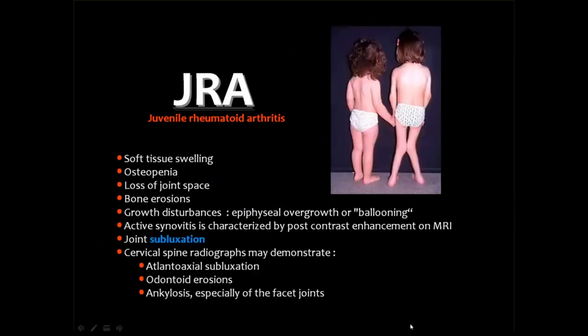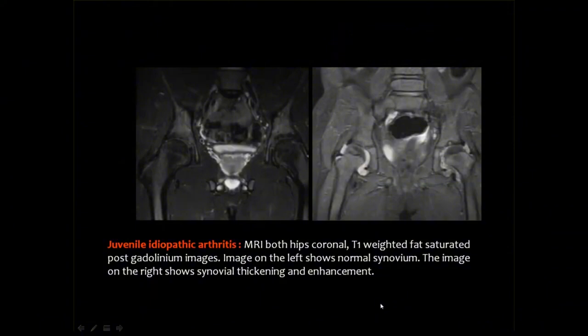Then juvenile rheumatoid arthritis may present with soft tissue swelling, osteopenia, narrowing of the joint space, bone erosions, and gross growth disturbance in the form of epiphyseal overgrowth or ballooning, active synovitis, and joint subluxation. In the cervical spine, you get atlantoaxial subluxation, odontoid erosion, and ankylosis, especially of the facet joints.